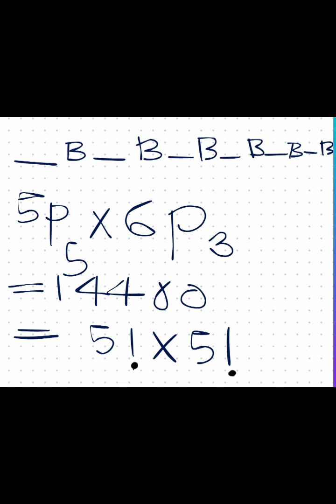So the arrangement is 5 boys can be arranged in 5 ways, that is 5P5, into the 3 girls can be arranged in 6 blanks, that is into 6P3. So this is equal to 14400, and this is equal to 5 factorial into 5 factorial. So the answer is 5 factorial into 5 factorial.